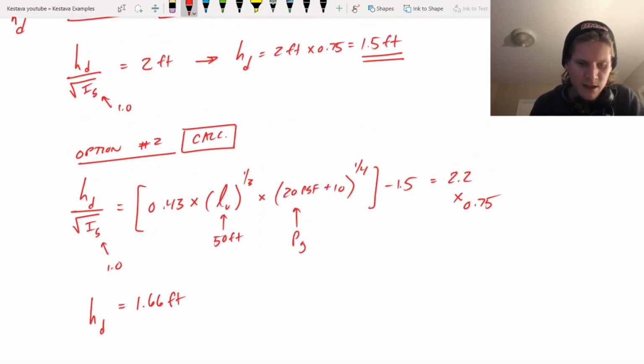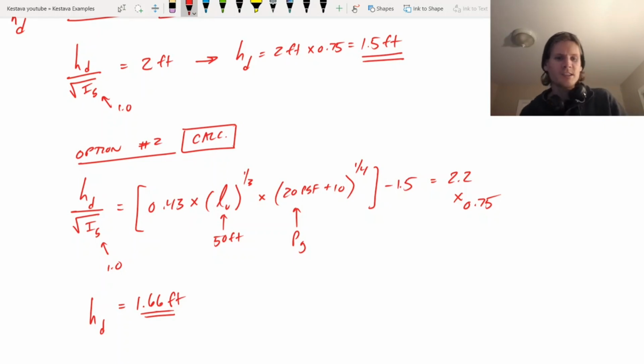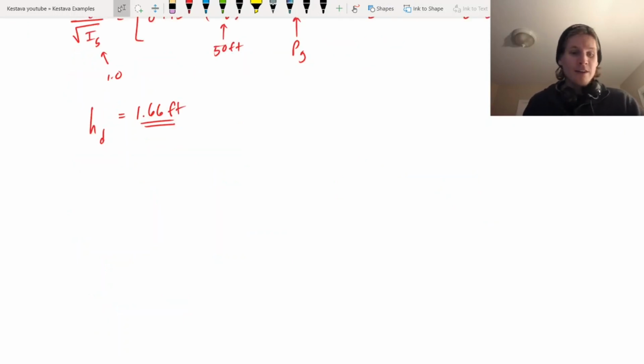So you can see the difference between option 1 and 2 is 1.5 versus 1.66. So there's a little discrepancy there. We're going to go with option number 2 moving forward here because it's a little more conservative. The height of the drift is a little bit higher, so hence there's going to be more weight when you're designing your structure. So we're going to roll with that. But now we have almost everything that we need. We need to check one more thing.